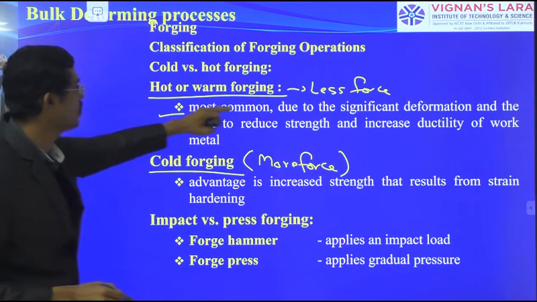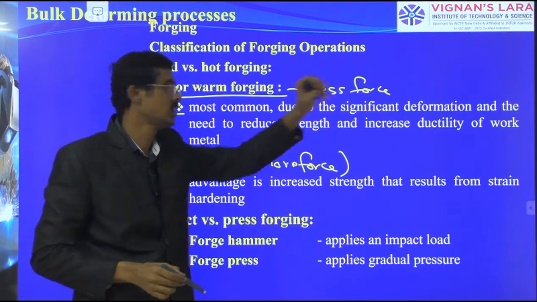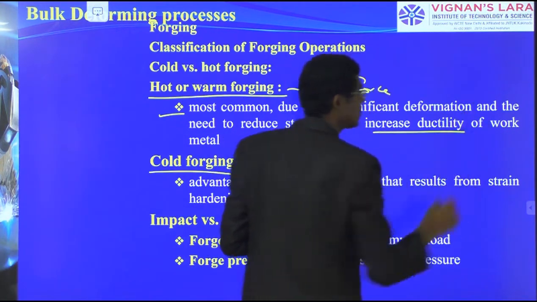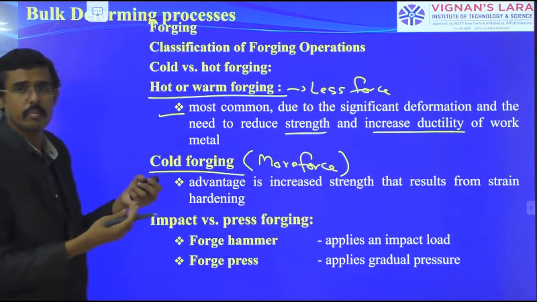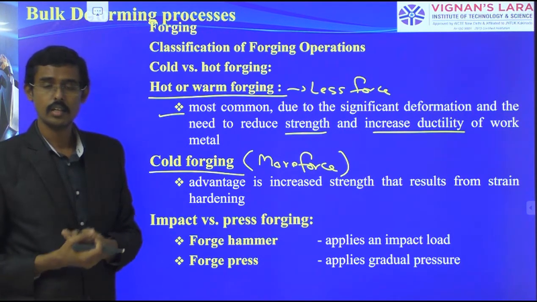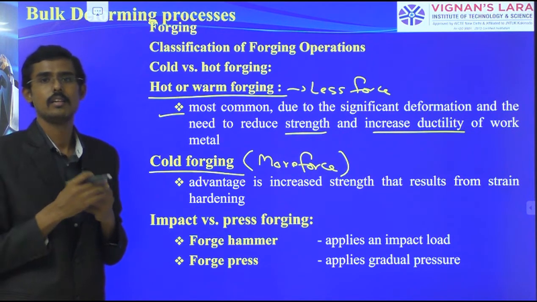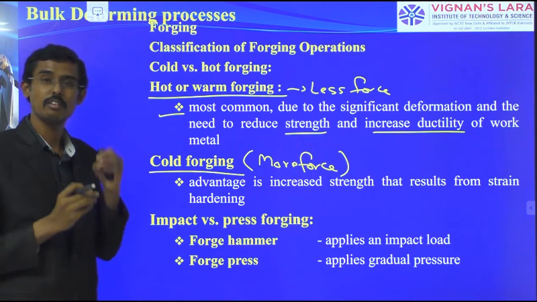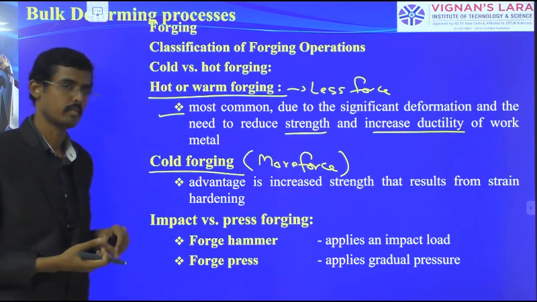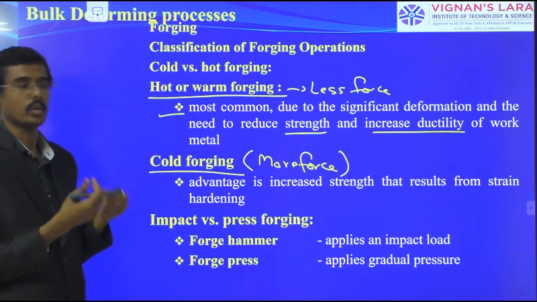Hot working is most common due to significant deformation and the need to reduce the strength and increase the ductility of the workpiece. Increased ductility means we can change the shape easily, because it is ductile in nature when it is in a hot working condition. Therefore, we are creating heat there, and therefore we are getting hot working.